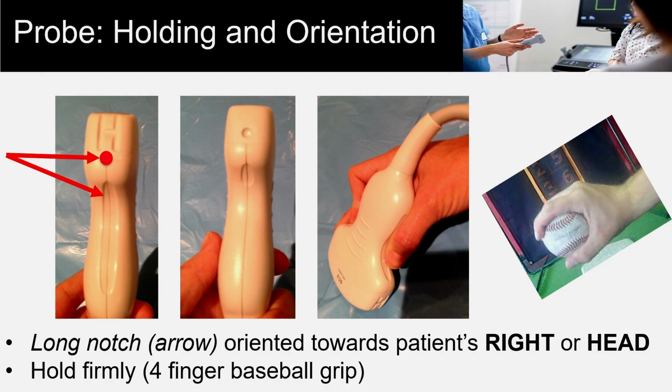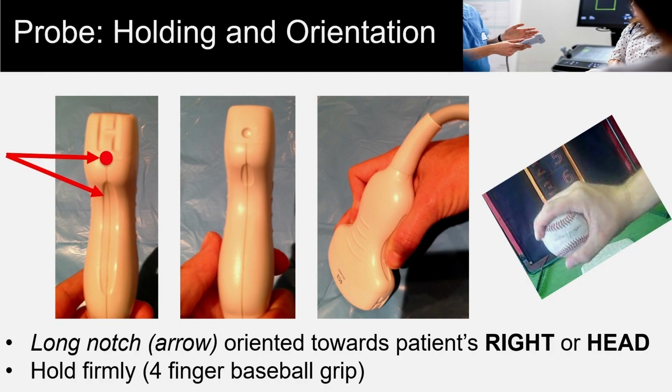The other thing is orientation of the probe. Each transducer or probe will have a long notch on one side and a short notch. The image to our left demonstrates a long notch with a small red dot. By convention, these long notches and red dots are always oriented towards the patient's right, or when you rotate the transducer, to the patient's head. So this is by convention. It could be reversed, but most machines and most people who scan try to keep those structures oriented to the patient's right.